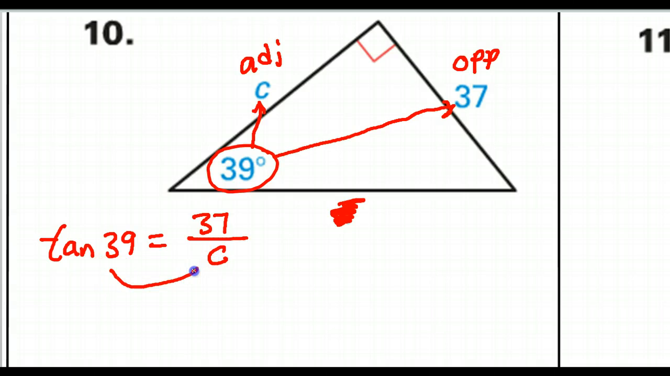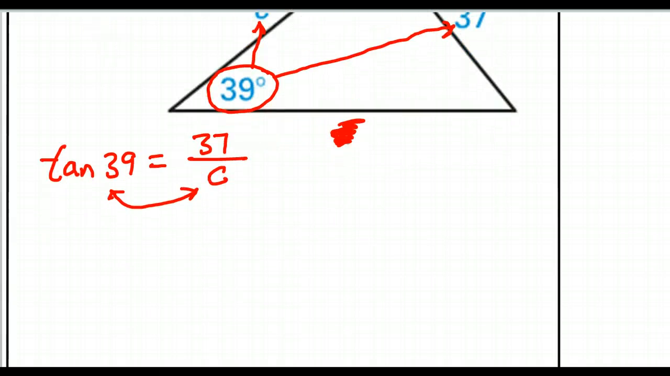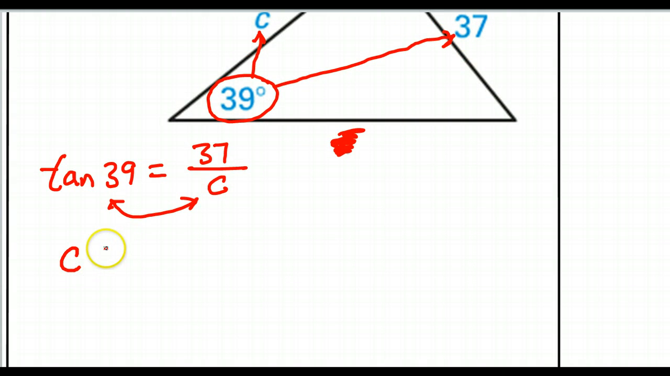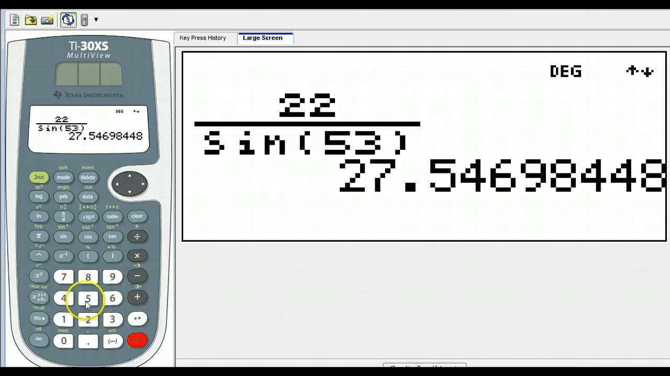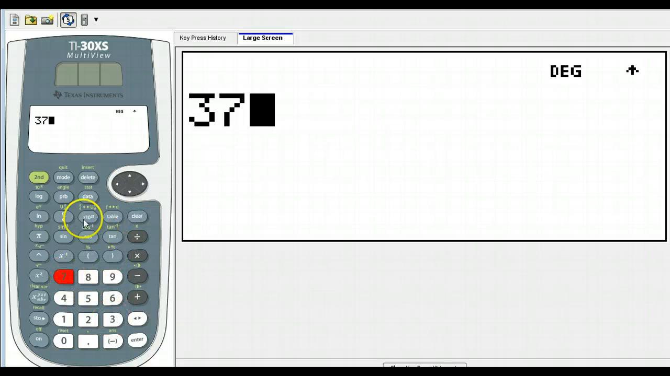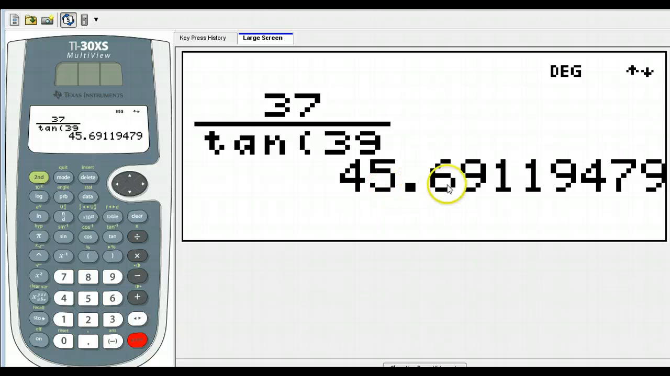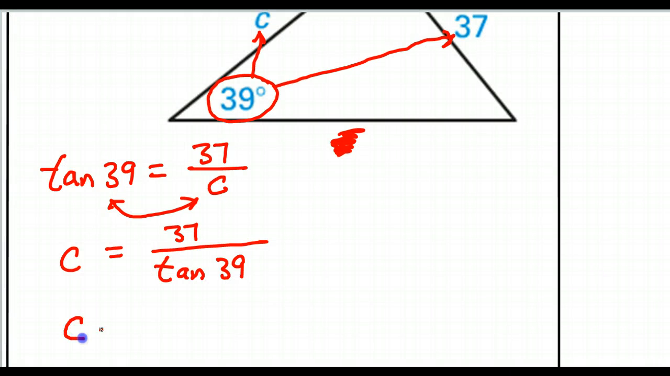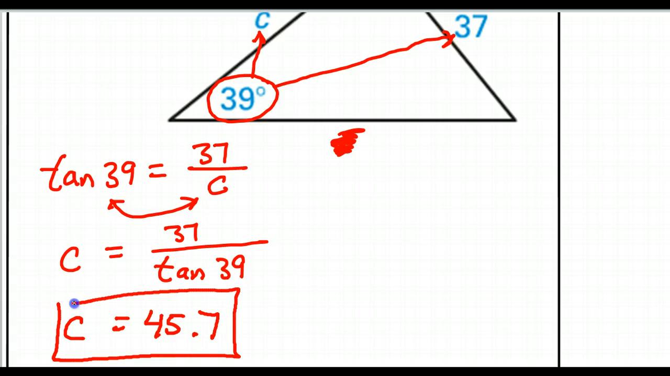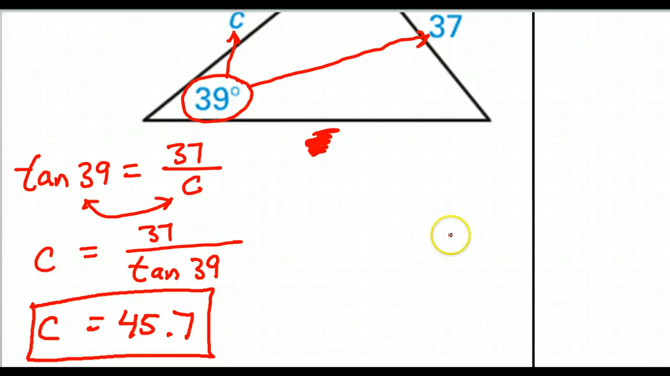The variable is in the denominator, so I will do my reversing. So this is going to give me C is equal to 37 over tangent 39. 37 over tangent 39. That is 45.7. Okay, now it's time to find the other variable, D.